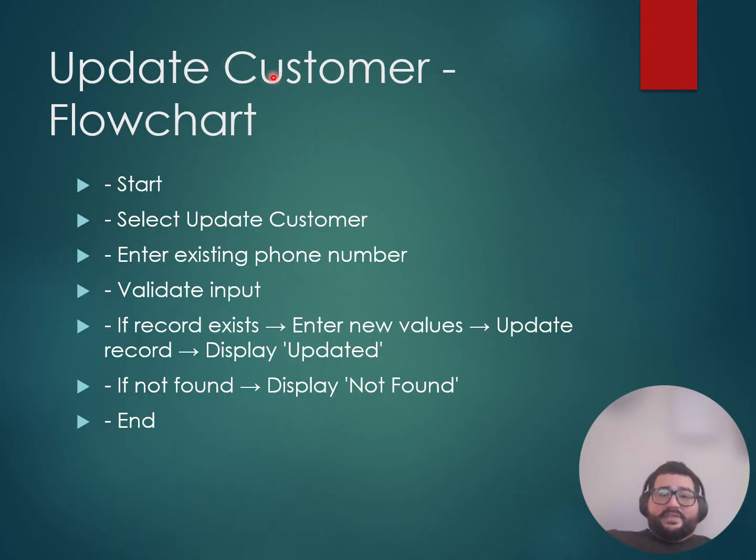Finally, we're going to have the update customer, which is part of our system requirements. We should be able to update any existing customer by their phone number. So to select, you select update customer, you enter the existing phone number, and the system will validate the input, whether it's there or whether it's not. Once you update the record, it should display updated. If not found, it should display not found.